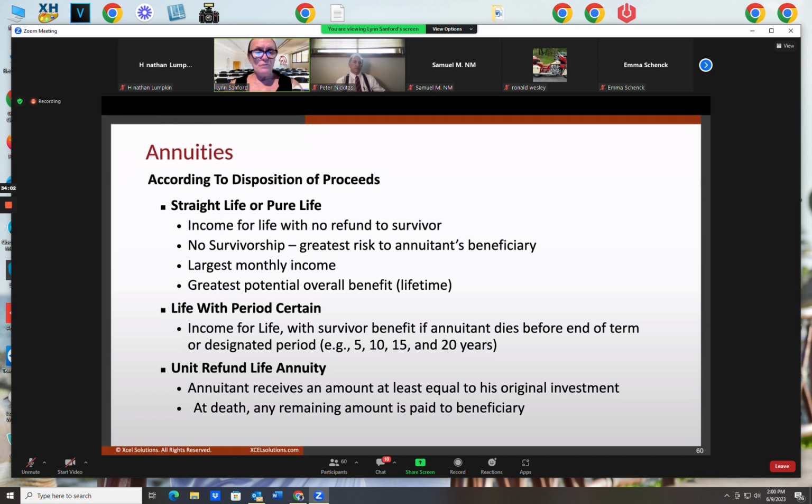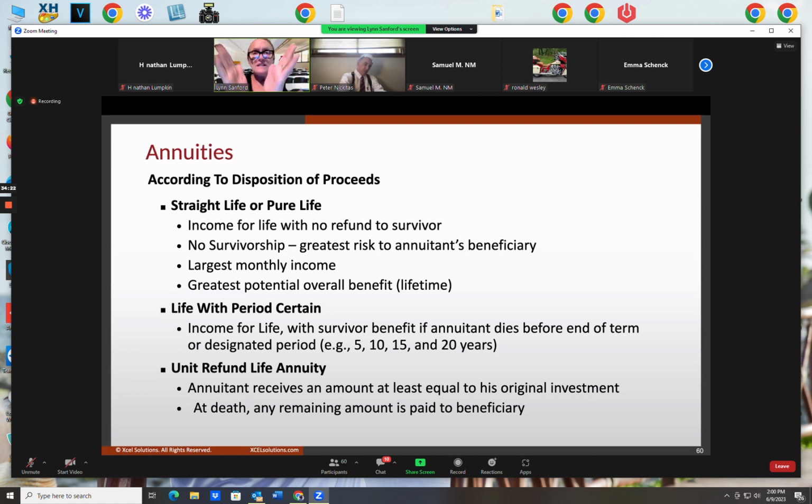So that's known as a life with period certain survivorship disposition. So life with period certain, 2 components. The income is guaranteed by the insurance company for the life of the annuitant, with survivor benefit if the annuitant dies before the end of the term or designated period. Now, if they choose a life with 5 years certain, it would be a 5-year certain. Life with 10 or 15 or 20 years certain.